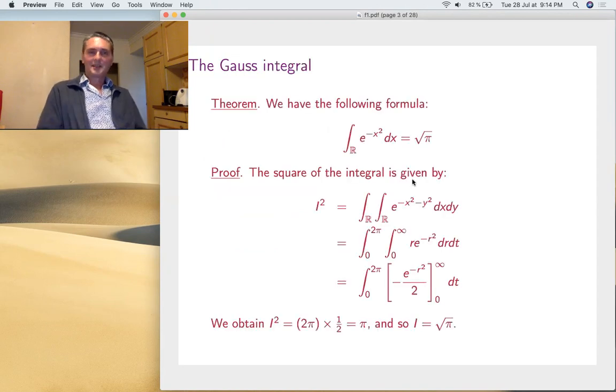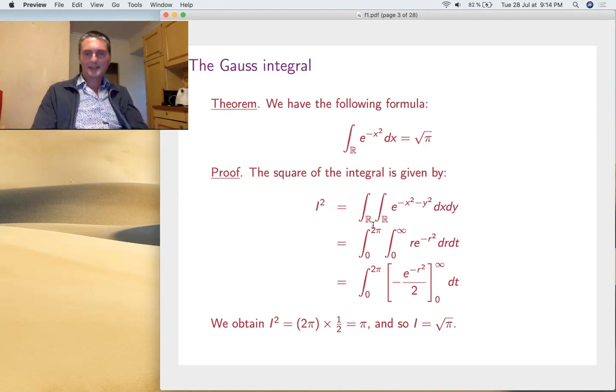So let's get started. Well, the starting of everything is the Gauss integral, of course. So that's your formula: the integral of e to the minus x squared is the square root of pi. And this is very tricky. So the simplest proof is by doing this trick, you compute the square of the integral in the complex plane using polar coordinates. So let's see how this works.